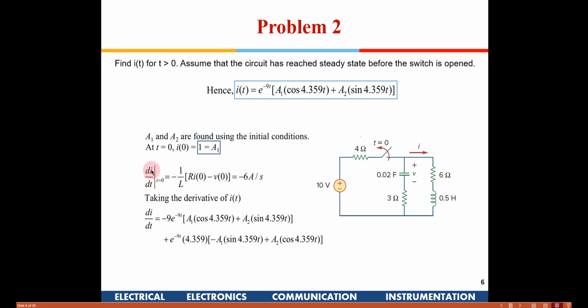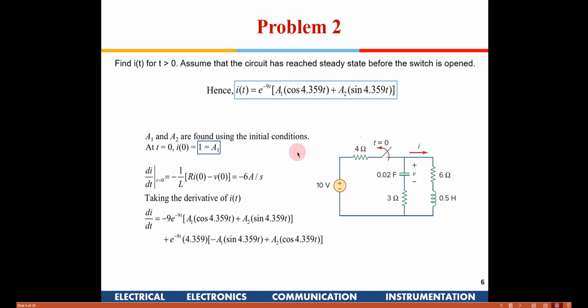So why we are finding di by dt is because we can differentiate this. We are trying to find out A1 and A2, right? A1 we already found. To find out A2, we are going to differentiate and use di by dt out here. So that is why we are finding di by dt. And what is this equation? This is only the di by dt. L di by dt is the voltage across the inductor, that we can write as minus R I0 minus V0. Okay, R is the series combination of 6 and 3, and V0 is the voltage across this capacitance, right? We are bringing that L here. So this L di by dt is nothing but the voltage across the inductor. So we get 6 ampere per second.